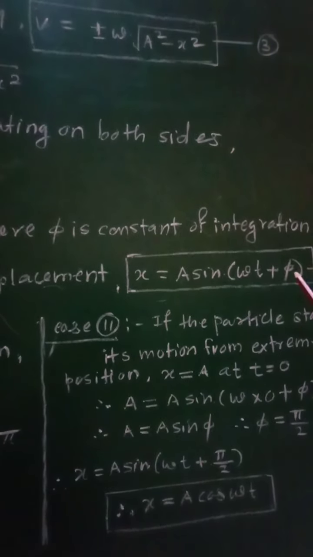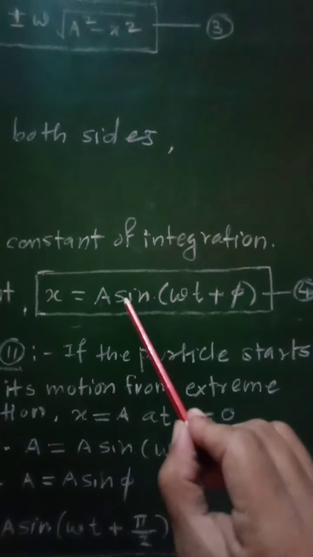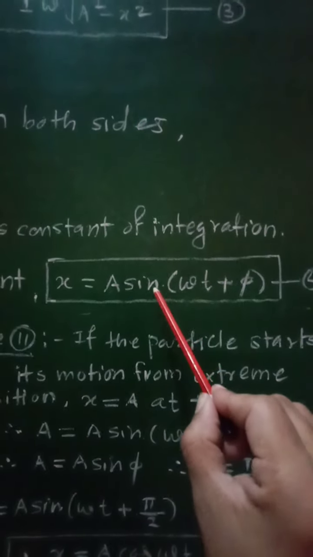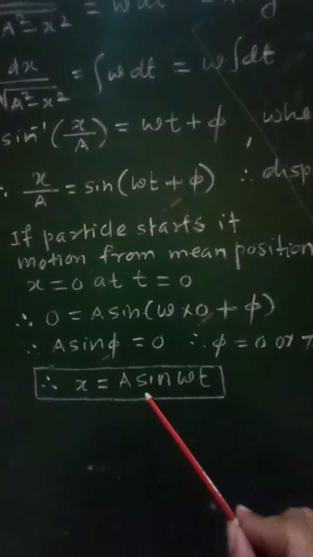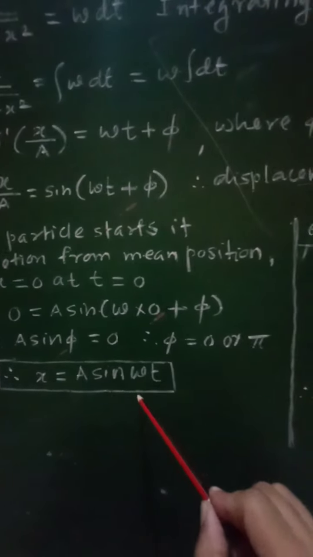But that will be x is equal to a sin omega t, because in this relation if phi is taken as 0, then it will be a sin omega t, or if it is pi plus omega t, again it will be sin omega t. Therefore, when the particle starts its motion from the mean position, the displacement is given by the equation x is equal to a sin omega t. If the particle starts its motion from the mean position, displacement x is equal to a sin omega t.